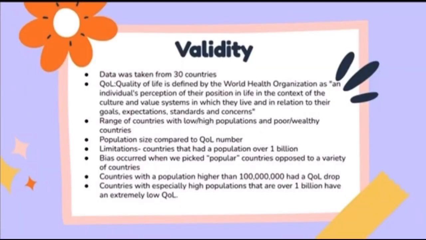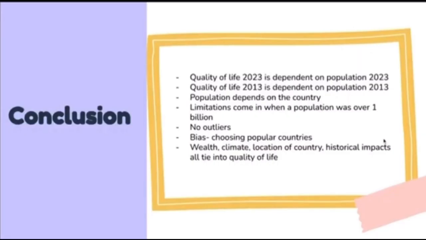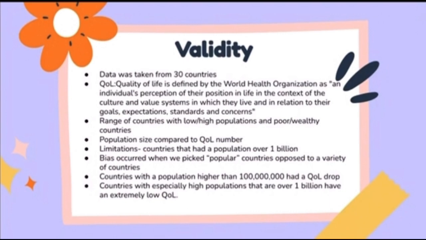Validity. To ensure our data was valid, we made sure to take it from 30 different countries across the world. Quality of life is defined by the World Health Organization as an individual's perception of their position in life in the context of the culture and value systems in which they live and in relation to their goals, expectations, standards, and concerns. We chose from a range of countries that had low and high populations, as well as countries that were poor and wealthy. We compared the population size to the quality of life for each country using the same website each time to ensure that our results were not skewed.